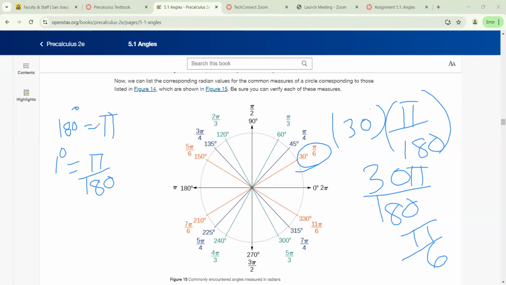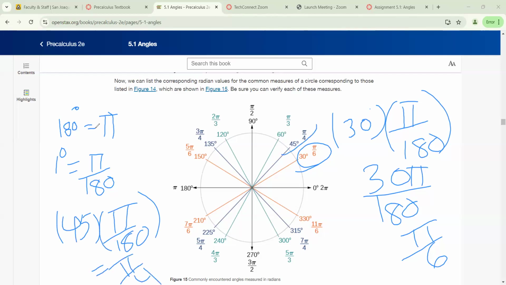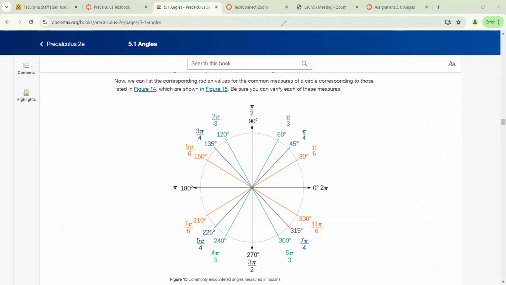In the same way, you can also convert 45 degrees: you take 45 and multiply by pi over 180. If you do it on the calculator, 45 divided by 180 gives you 1/4. So this will be pi over 4. That's how they get 45 degrees as pi over 4. That's degree to radian conversions. You can also convert radians back to degrees.